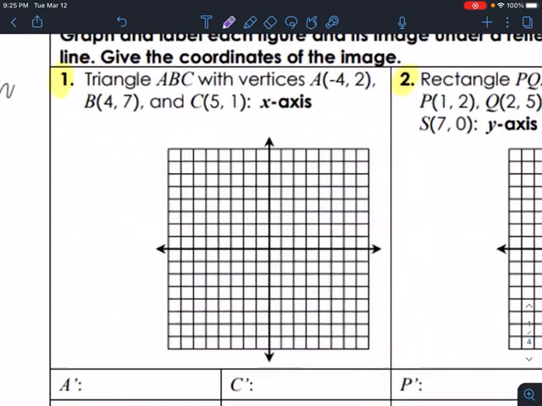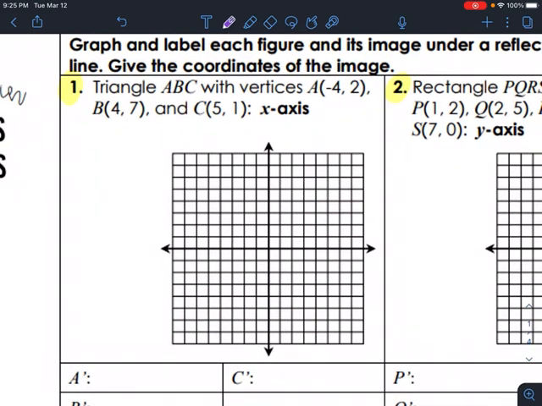Problem 1, triangle ABC. I'm going to go ahead and plot it. Point A is at (-4, 2), so this is point A. I have B at (4, 7), so this is B. And then I have C, which is at (5, 1). So this is C.